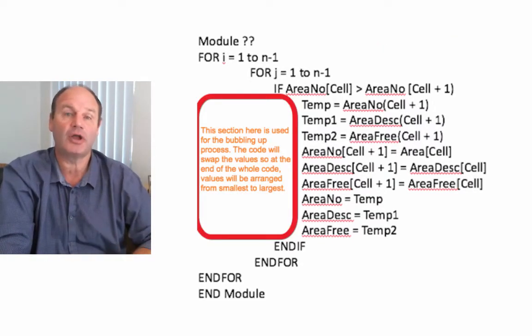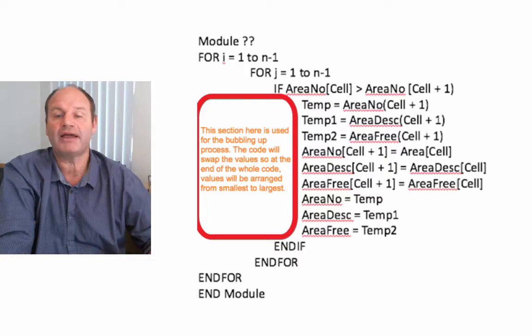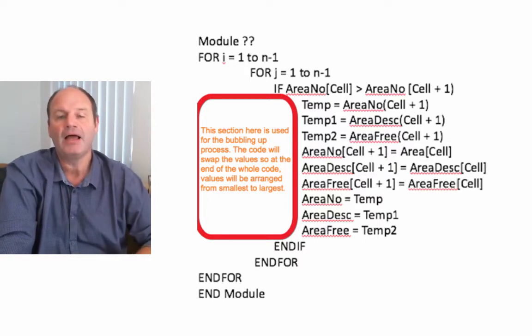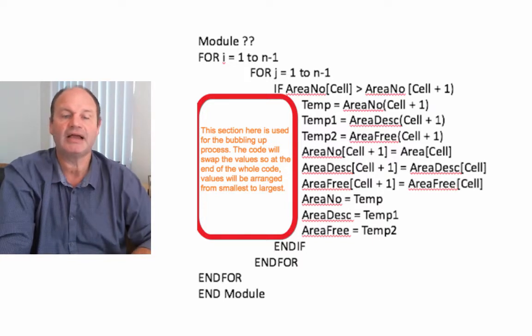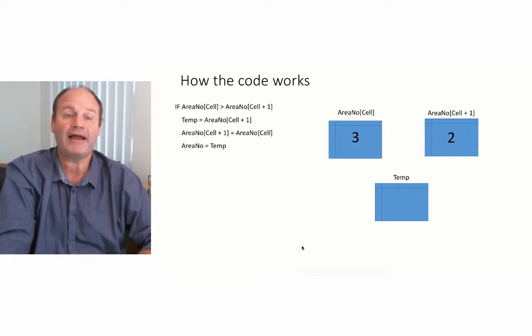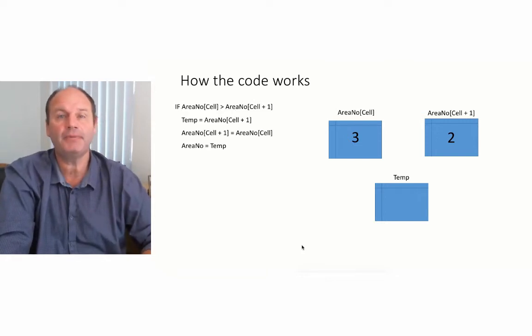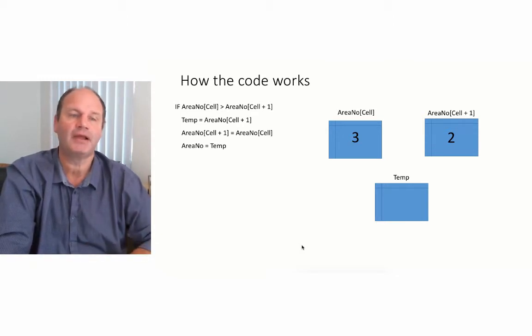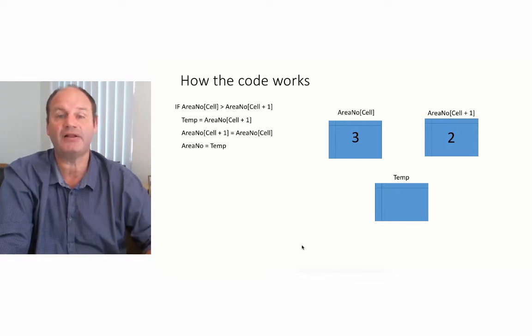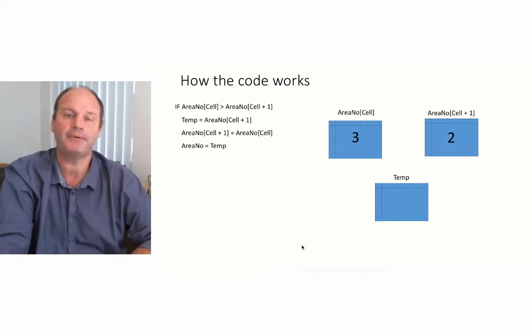This section has a lot going on because there are 3 arrays all being involved in this bubble sort all at the same time. Let's make this easier to look at and focus on just one array, the area number array, and see how this code works. There are 3 values being used here. Area number, square bracket cell, which contains the value 3. Area number, square bracket cell plus 1, which contains the value 2, and temp.